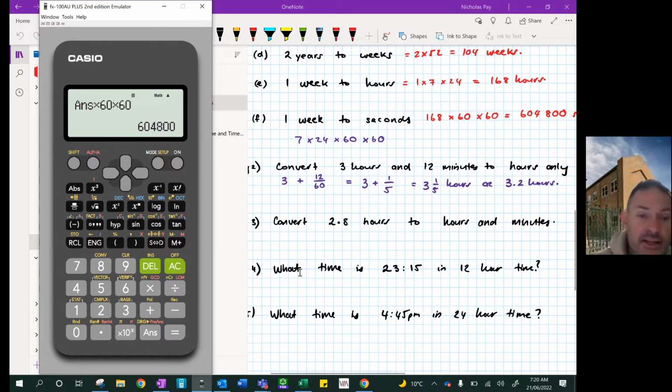Now on a calculator, we can simply do the same thing. We can just do 12 divided by 60. That should give me my 0.2. I go plus my 3. I get my answer, 3.2.